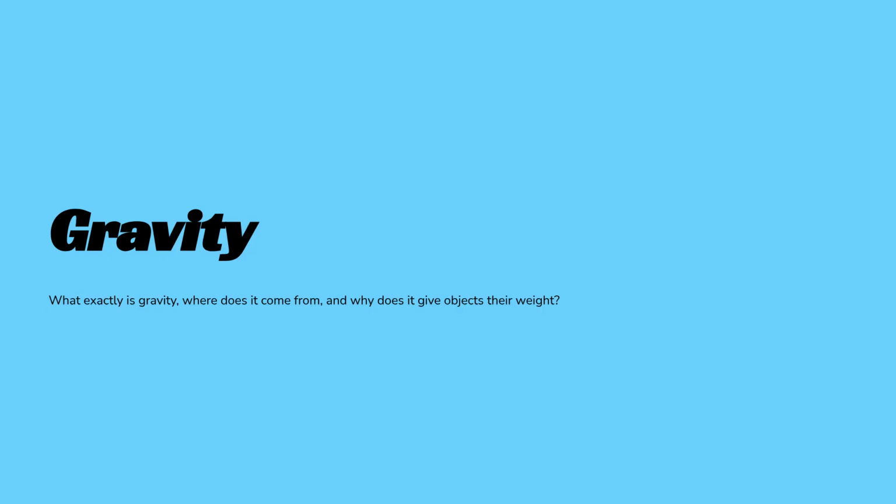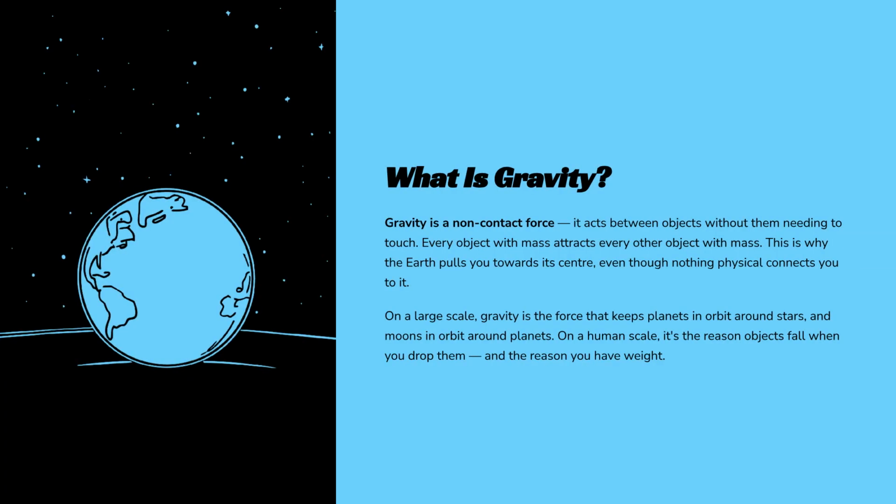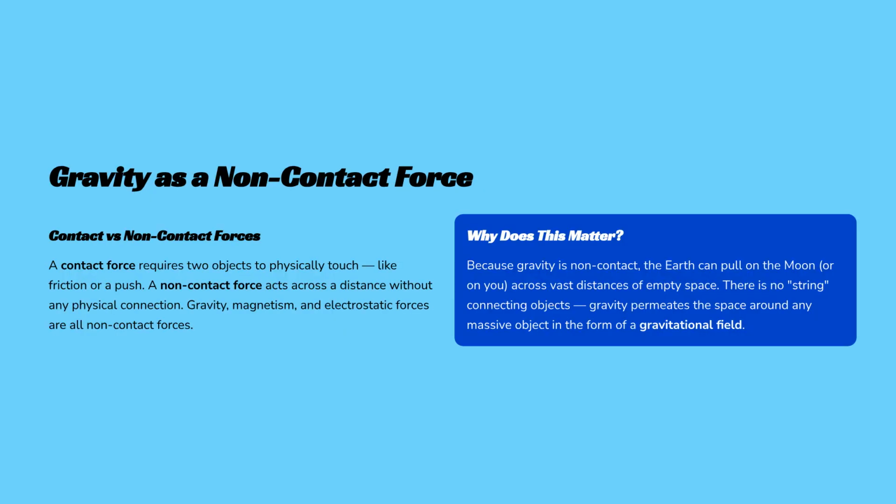Next, we move on to gravity. What is it, and how does it give objects weight? Gravity is a non-contact force of attraction between objects with mass. It keeps planets and moons in orbit, and is the reason objects fall to the ground. Because gravity is a non-contact force, it works over distances through a gravitational field. This field allows one massive object to exert force on another without physical contact.